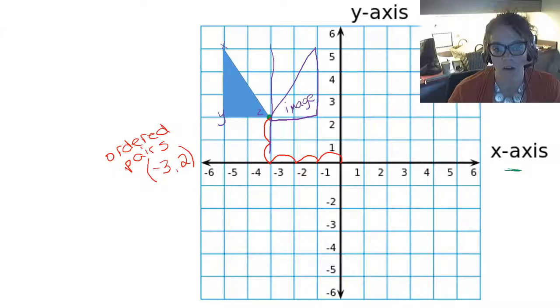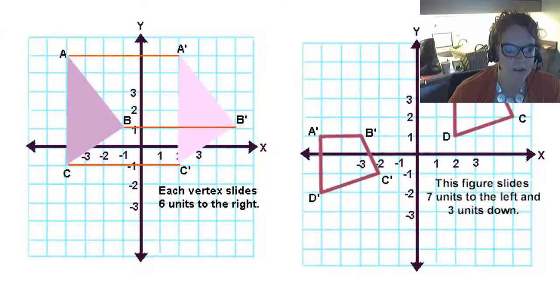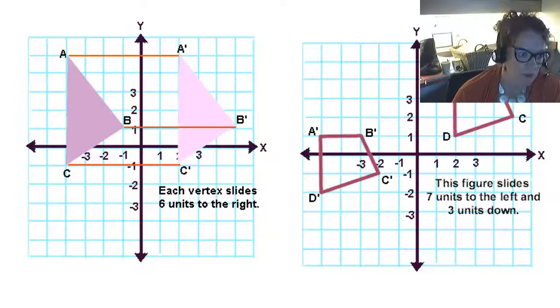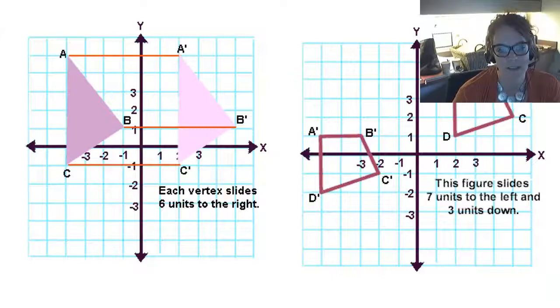Okay, now I want you to look on the next slide and see if you can tell which one is the original shape and which one is the image. And it has something to do with the way they've labeled those vertices. So let's have a look. Looking at these pink triangles, over here we have triangle ABC, and it says that each vertex has been slid 6 units to the right. And so they took point A right here, and they're going to slide it. 1, 2, 3, 4, 5, 6.